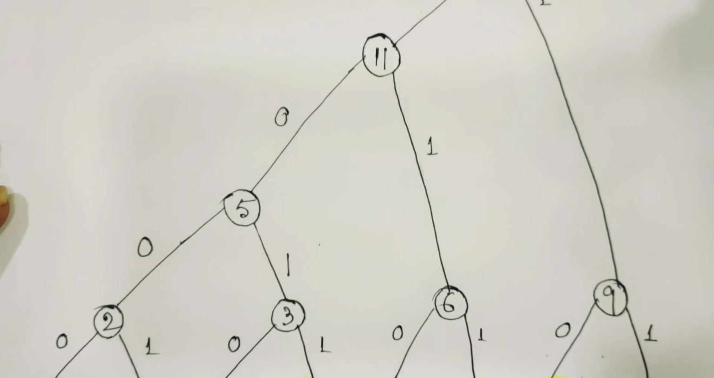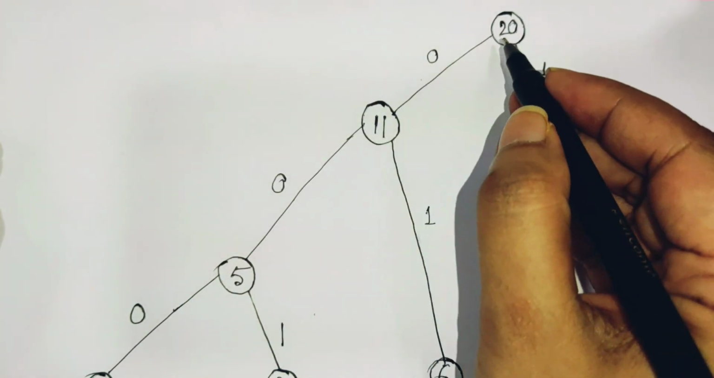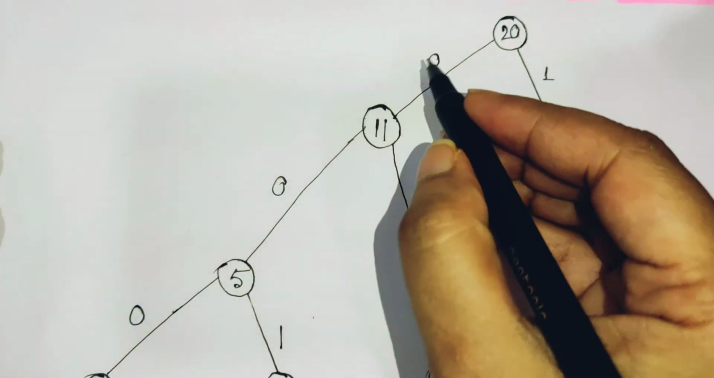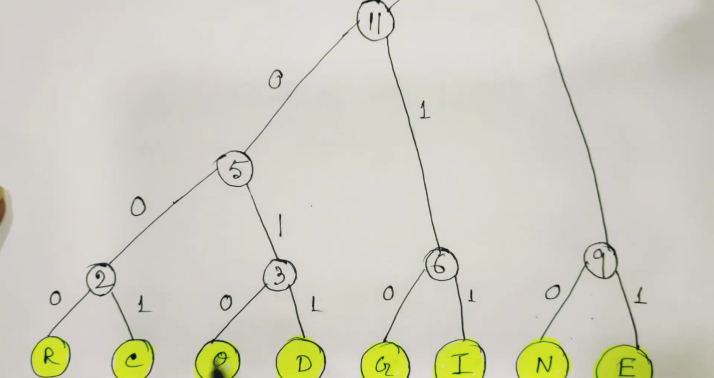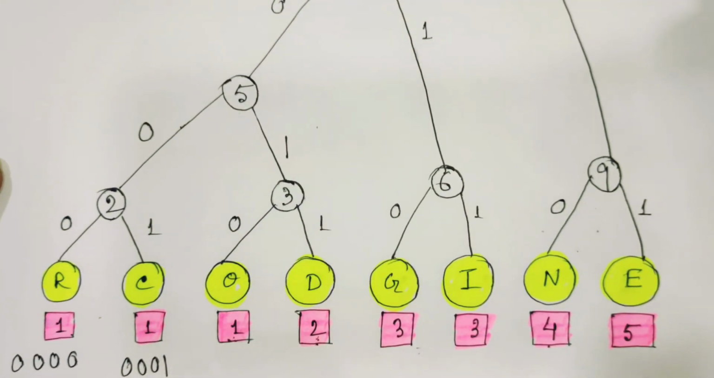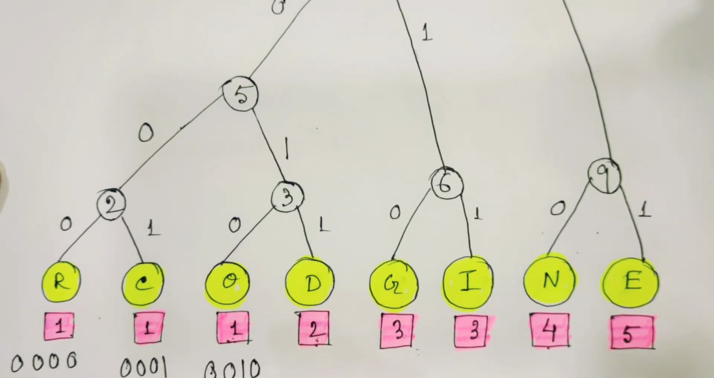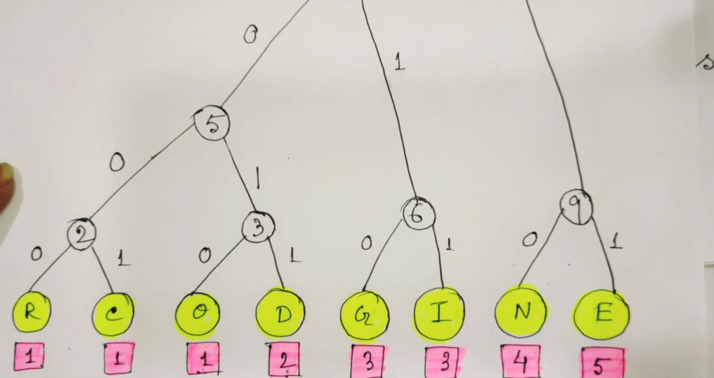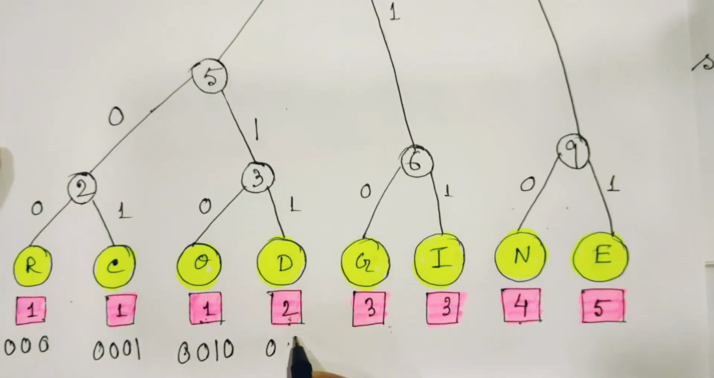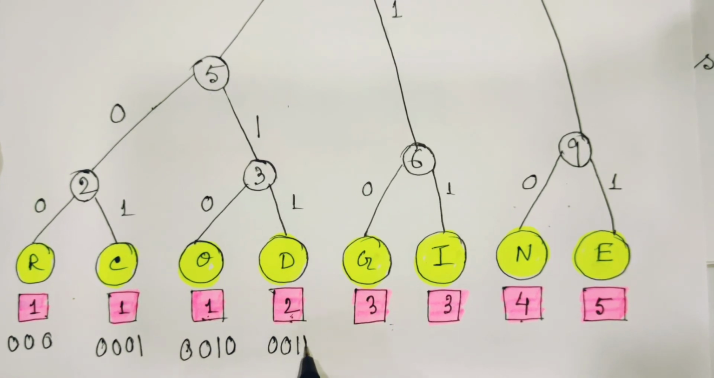Now O, its prefix code should be what? We should always start from the root. So it is 0, then again 0, after that it is 1 and then it is 0. So that it is 0, 0, 1 and 0. Now for D, similarly we should find out 0, 0, 1 and 1.